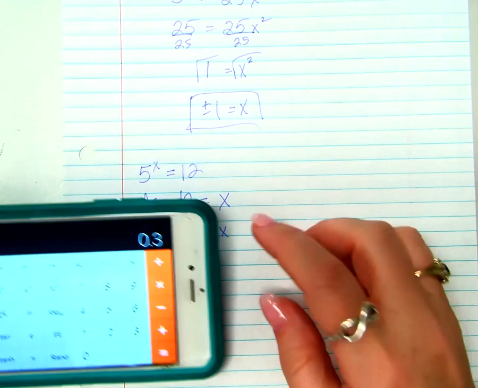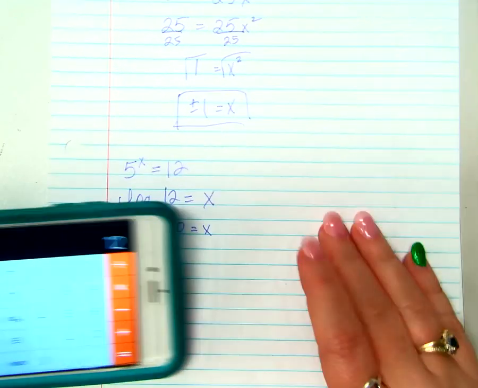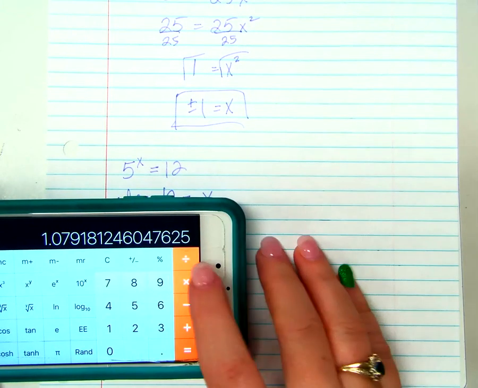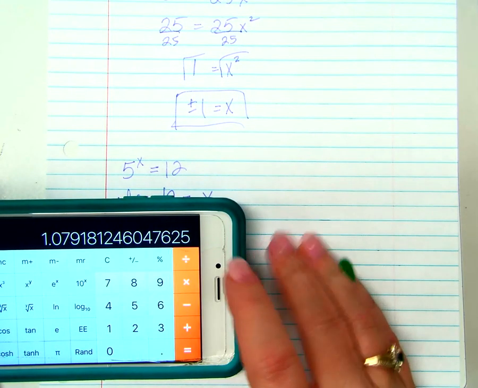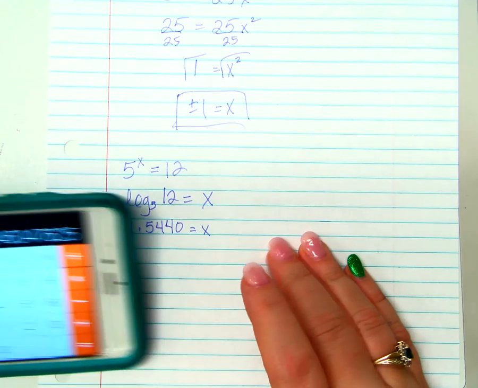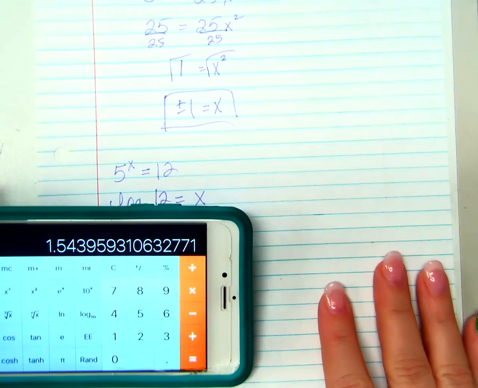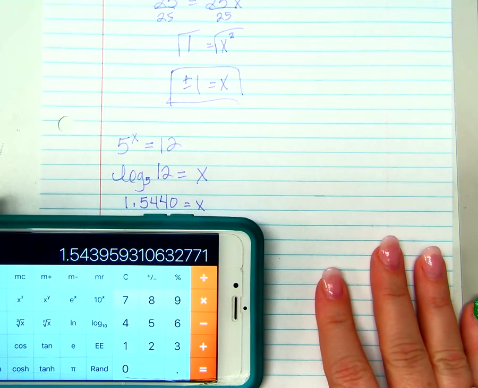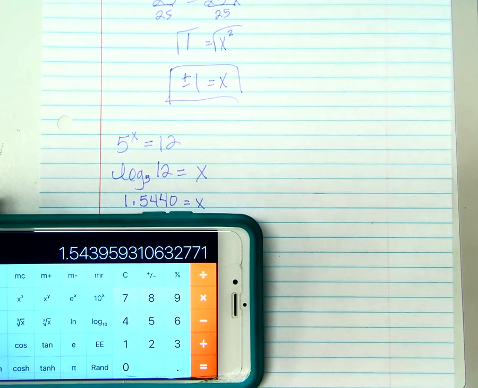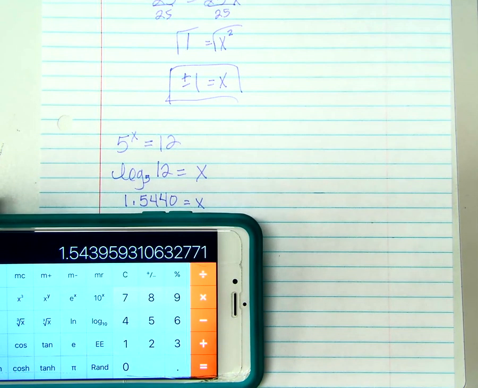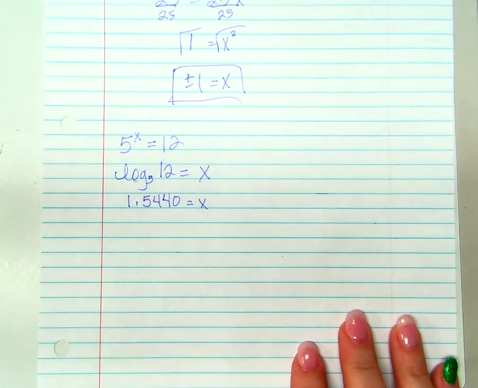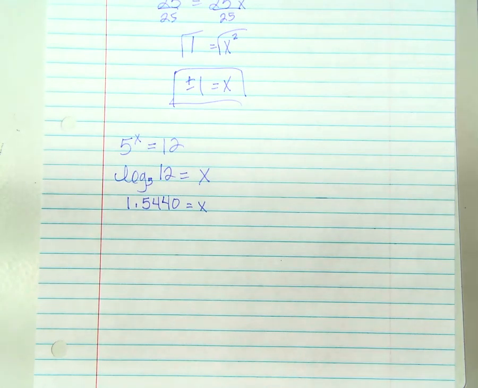So watch this. 12, it's 12, right? Yeah, 12 log, that's the log of 12, divided by 5 log. Enter. Oh my goodness. I can do this on my phone. If I remember how, right? If you remember how. Okay? But guys, that's it. Now we just have to check it.